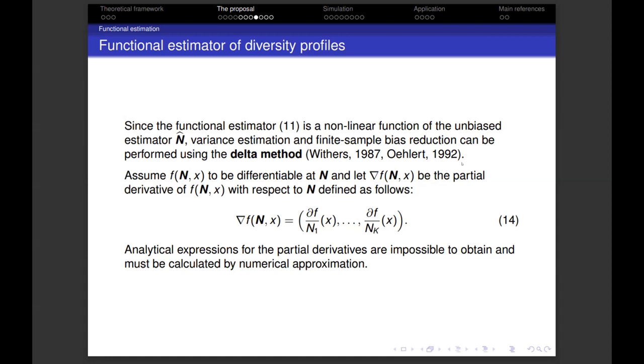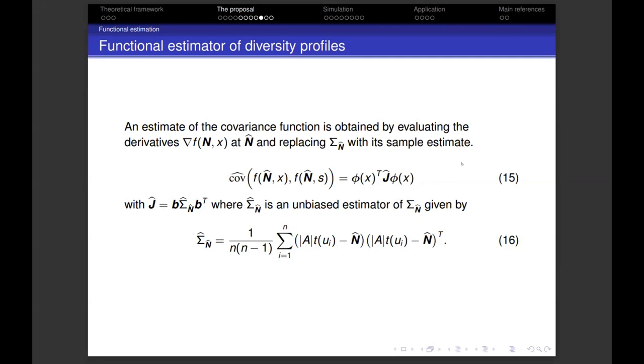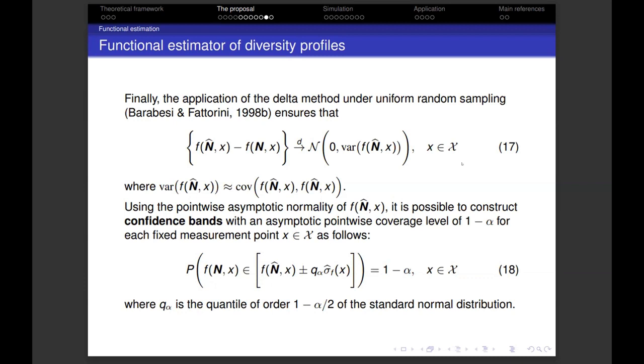In order to give this solution, we adopt the delta method approach, under the condition that the functional biodiversity has the first two derivatives. Using the convergent distribution, we can obtain the covariance matrix of the functional biodiversity, whose estimates are written in 15 and 16, and we ensure the asymptotic normality of the functional biodiversity as in equation 17. Obviously, these results are very important because they allow us to build point-wise and simultaneous confidence bands for the curve of the functional biodiversity.